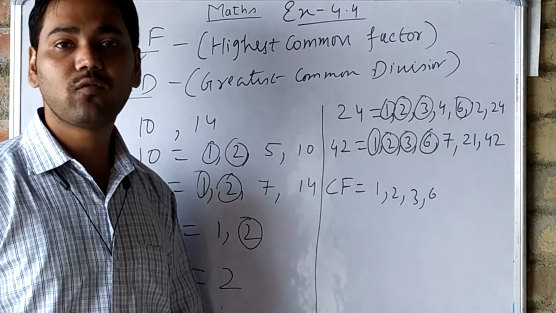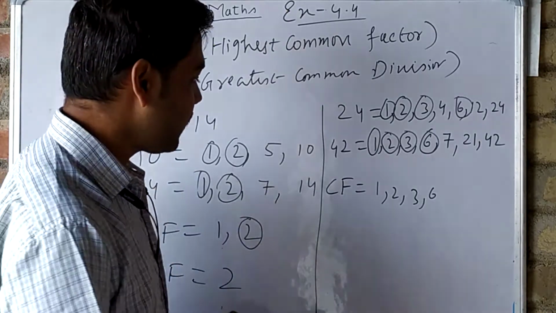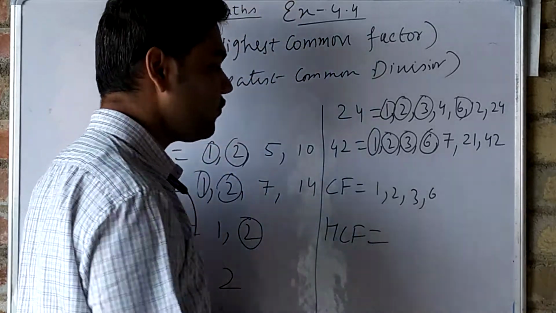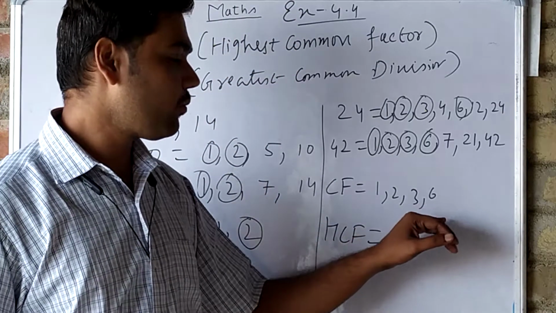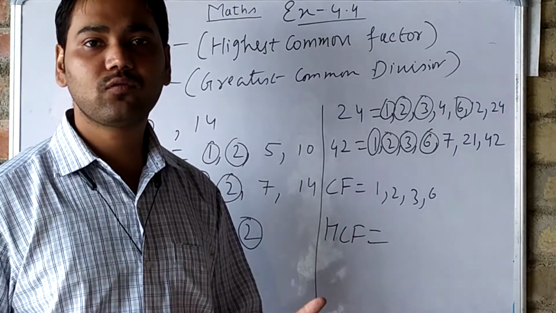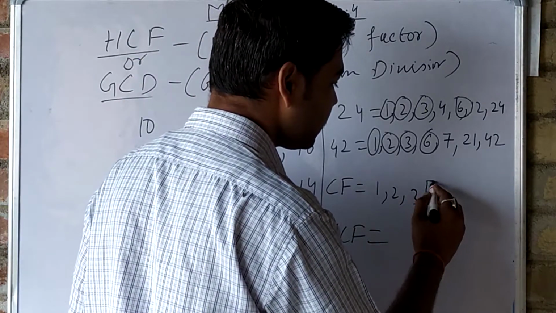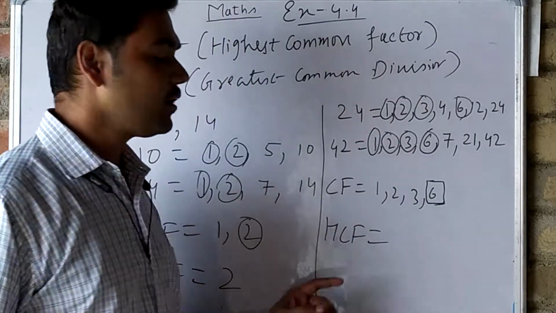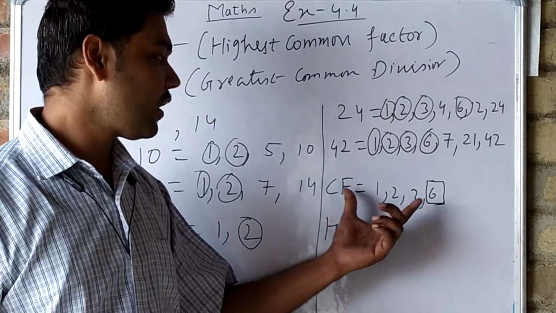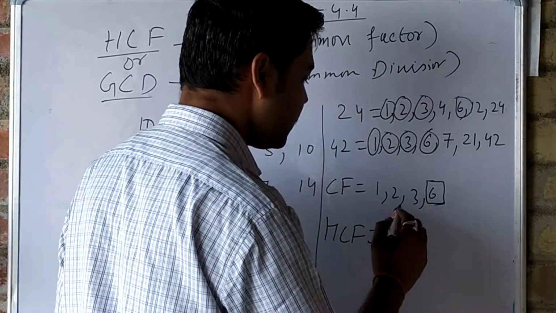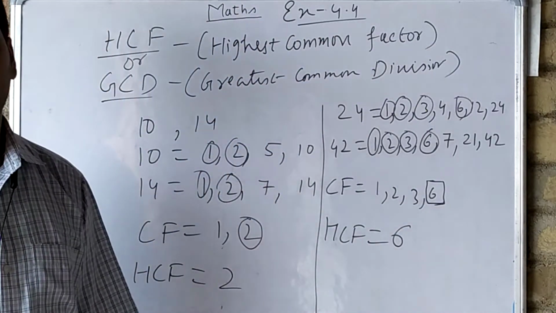And now what do we have to find? We have to find the HCF. So HCF will be what? Among the common factors, which is the largest one? We are seeing that the largest one is 6. Among the common factors, the largest factor is 6. So HCF will be 6. Understand?